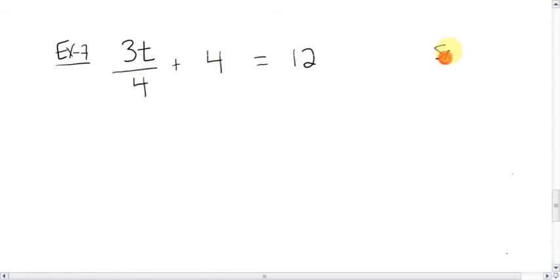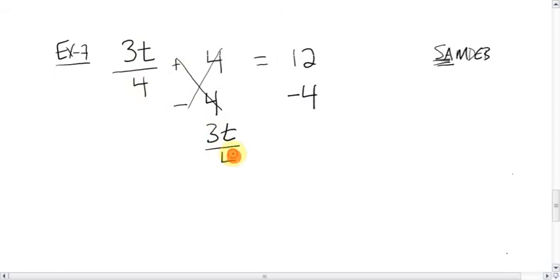Same old SAM-DEB. Get rid of the adding, subtracting thing first. Get rid of the 4. Subtract 4. Same to the other side. 4's go bye-bye. You're left with this. 3t over 4. Bring down the equal sign. 12 minus 4, 8.